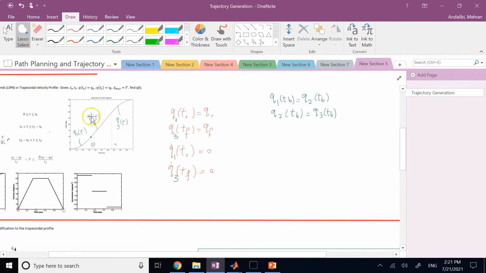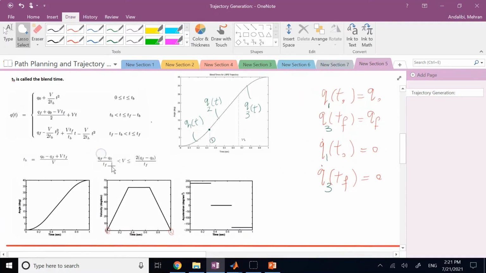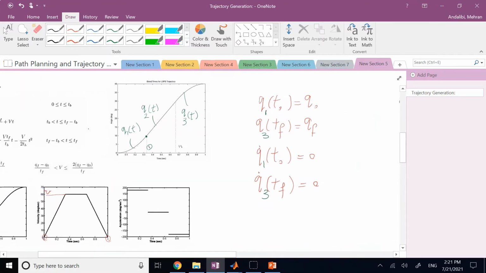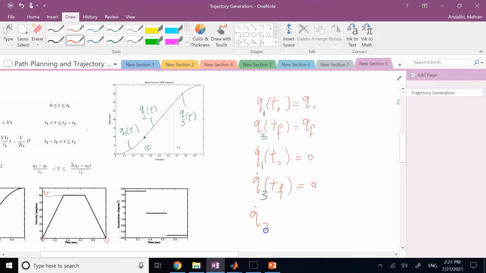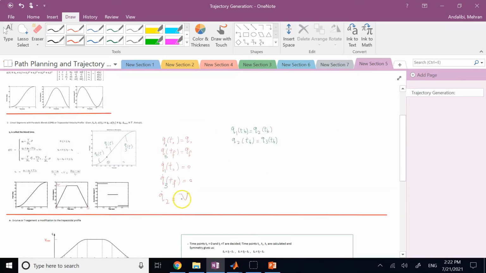And also q2 dot at any time should be equal to this v. Remember, I said the maximum velocity we have is called v, and that is this point here. So this point here is v. So I can say q2 dot in general should be equal to what? V, correct? So that gives me the slope of the line, right? That's v. These two, as I said, are continuity conditions.